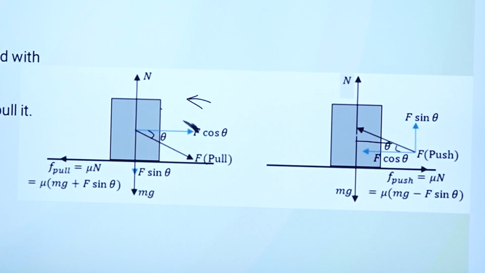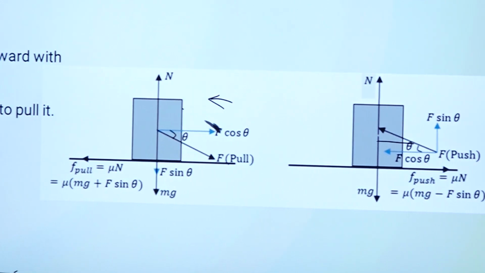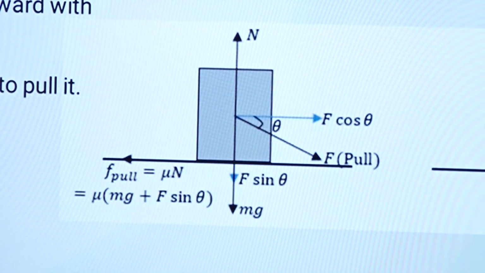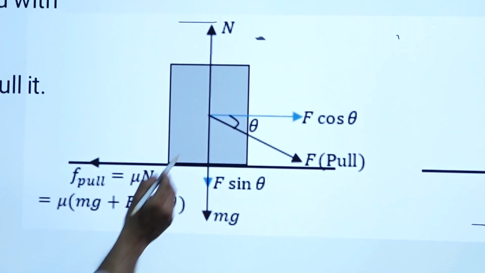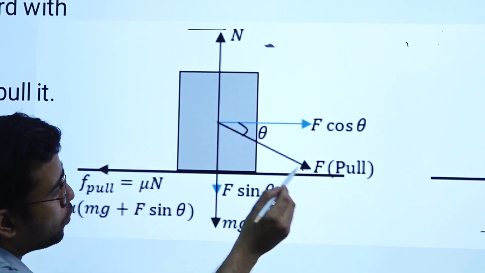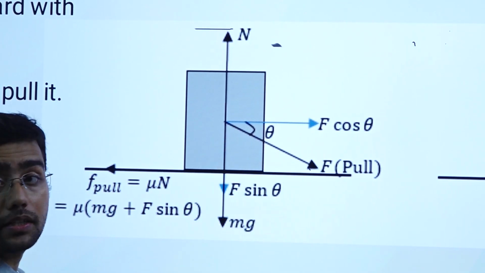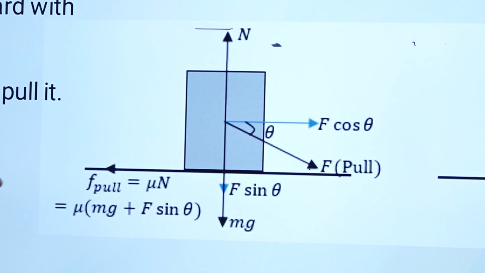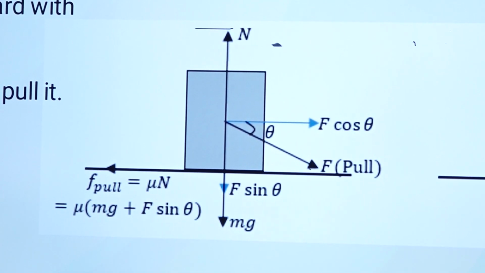So what will happen when you pull like this? In that case your normal force will change. Why is your normal force changing? Because you are applying force in downward direction. So this pull force will have two components, one in y direction, the other one in x direction. In x direction the component will be F cos theta, and in y direction the component will be F sin theta, right?